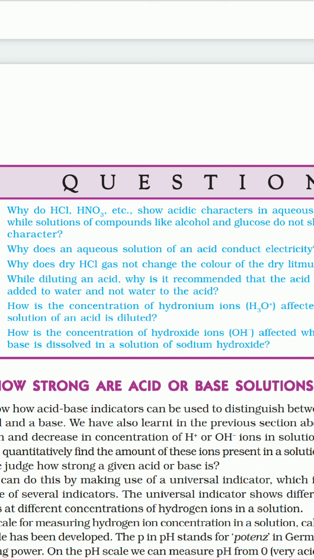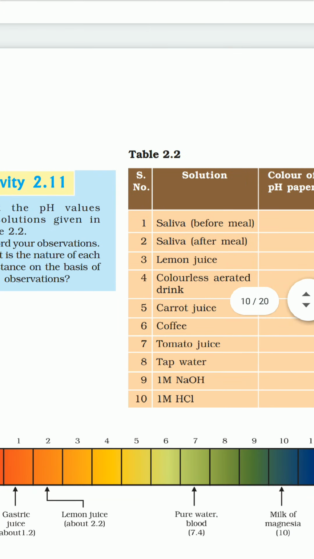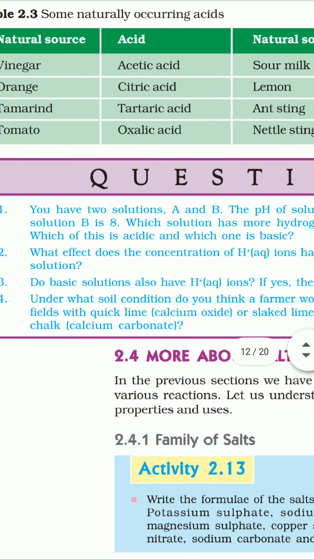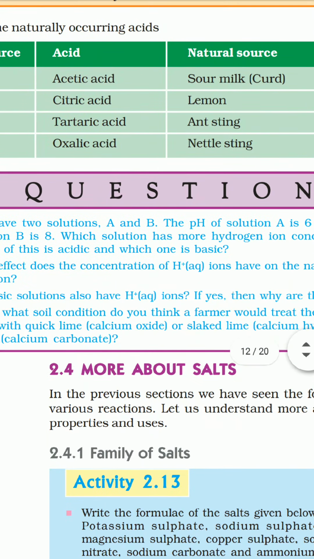Now you have two solutions A and B. The pH of solution A is 6 and that of solution B is 8. Which solution has more hydrogen ion concentration? Which of these is acidic and which one is basic? The pH of a solution is inversely proportional to the concentration of hydrogen ions in solution. The lesser the pH of the solution, the more will be the hydrogen ion concentration. Solution A with pH 6 has more hydrogen ion concentration than the solution with pH equal to 8. Solution A is acidic because its pH is less than 7 and solution B is basic because its pH is more than 7.